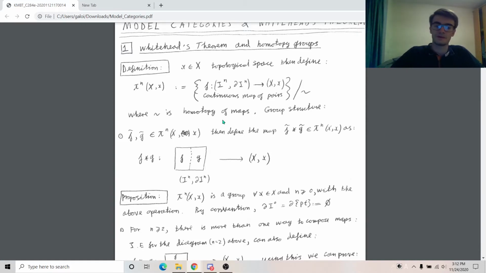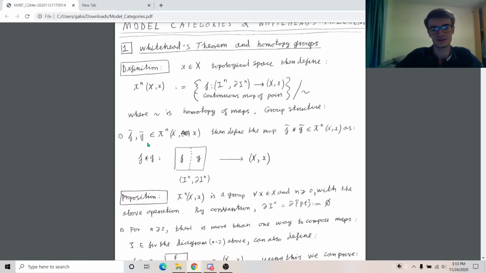Basically, this definition works for n equals 0 as well, but the point is kind of irrelevant. These high homotopy groups tell you about the topology of your space. They're pretty good ways to distinguish spaces. They can tell you about the existence of holes or how twisted your space is, etc. And these high homotopy groups, as the name suggests, come with a group structure.